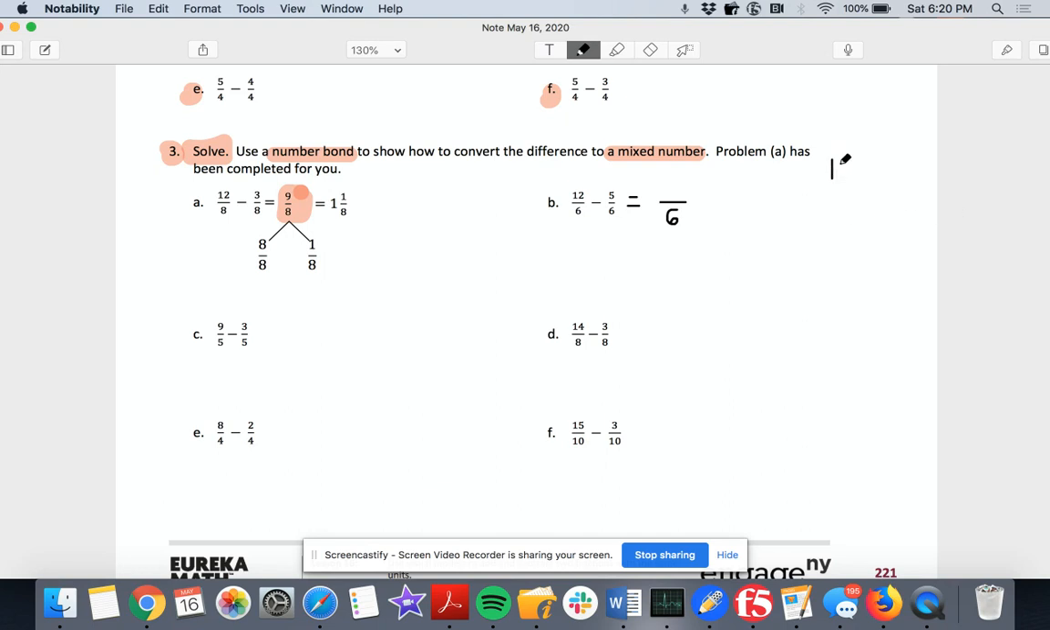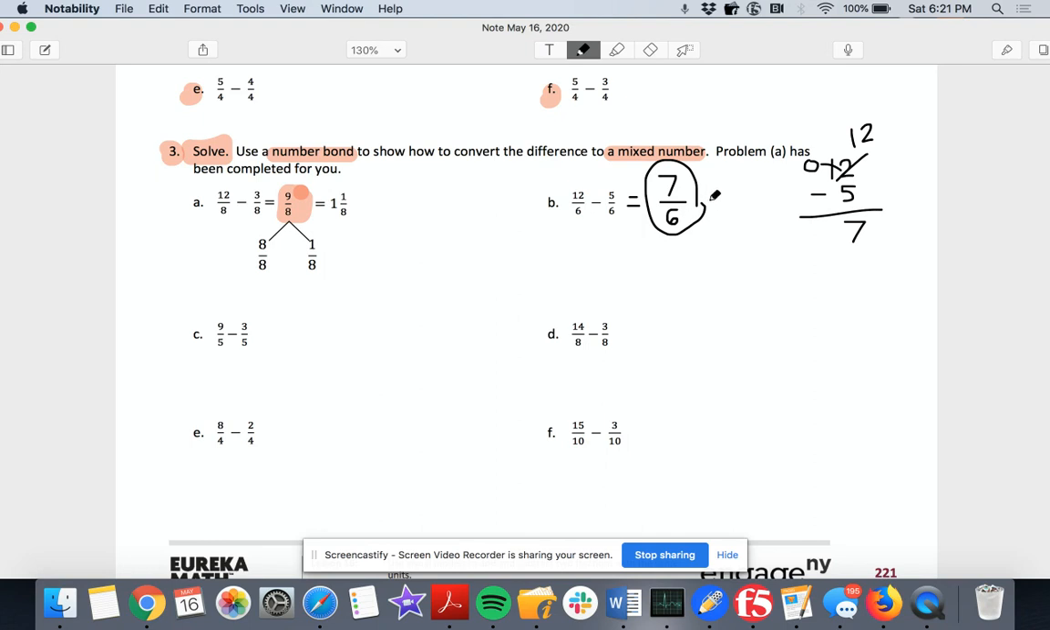Next, I will move on to my numerator. This 12 minus 5. Okay. Always remember to regroup. Okay, so 2 becomes a 12, 1 becomes a 0. 12 minus 5 is 7. So my answer is 7 over 6.